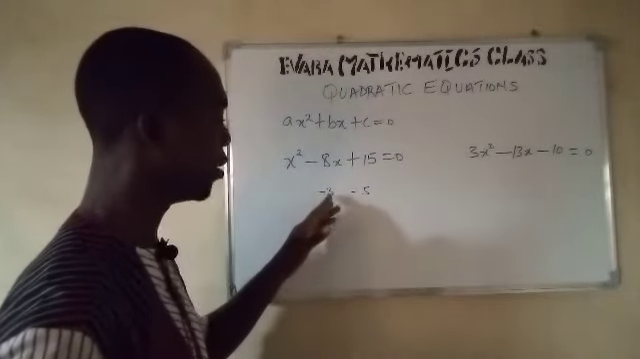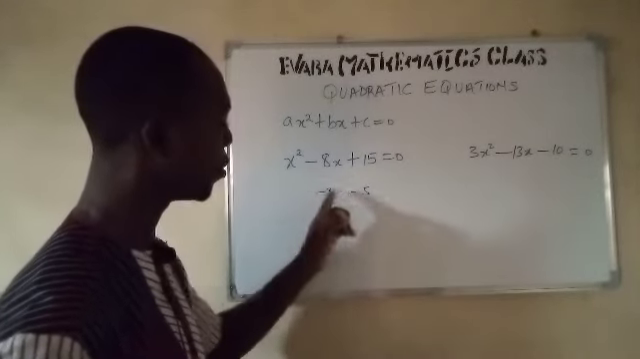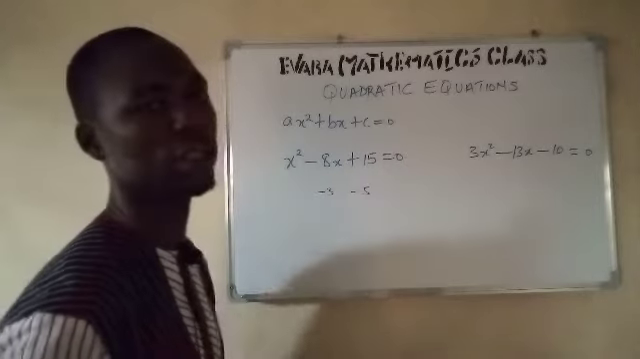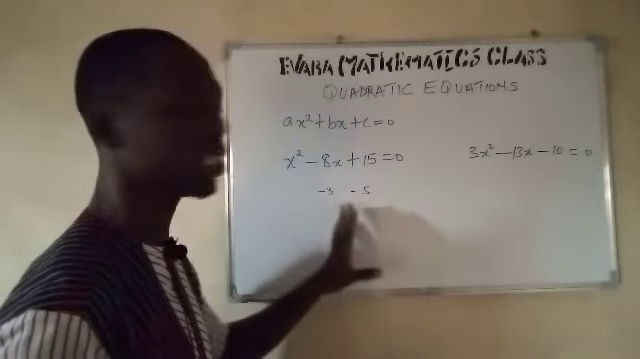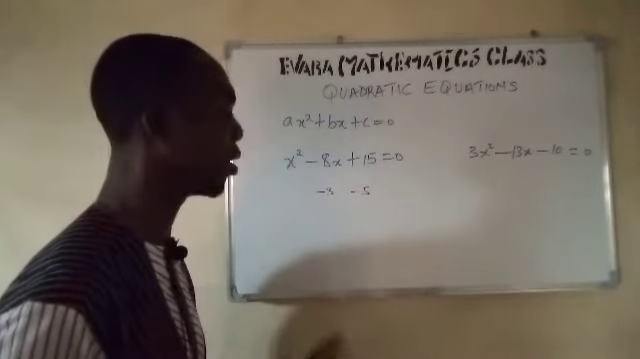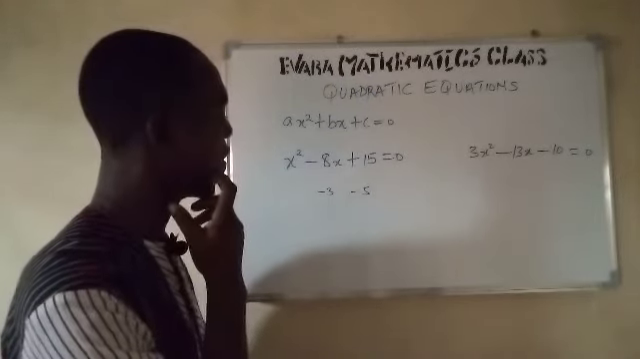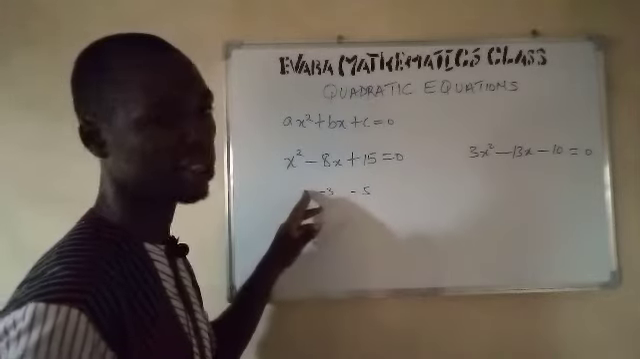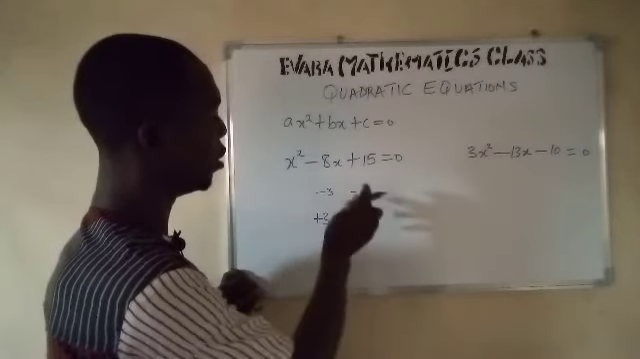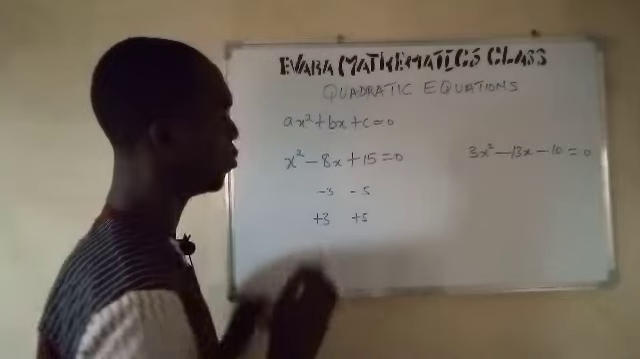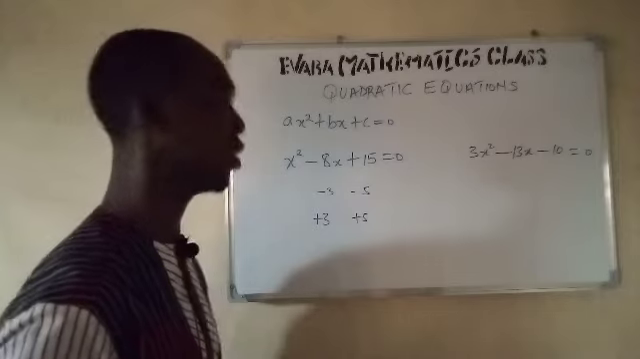You can see that if you add minus 3 and minus 5 together, you will get minus 8. And if you multiply them, minus times minus is plus, 3 times 5 is 15. So once you are able to bring out the two numbers and both of them are correct, then you are almost done with the solution. All you need to do is change the signs: this one that is minus 3 will turn to plus 3, and this one that is minus 5 will become plus 5. So with this, you've gotten the solution of this quadratic equation. It's as simple as that.